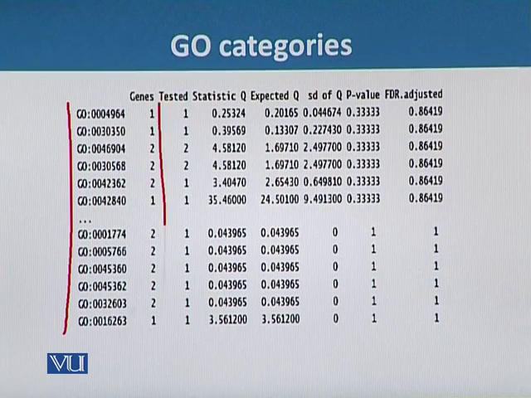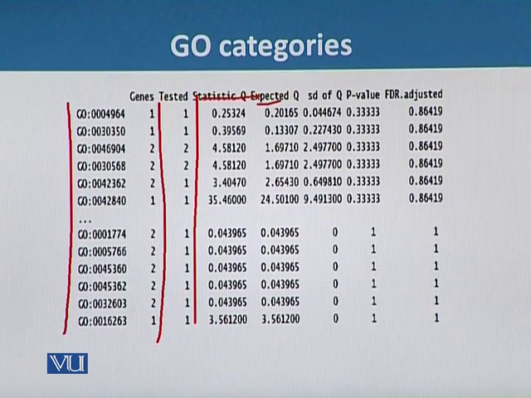This is the number of genes present in our data set, then the expected and the original Q values, then the P value, and then the FDR adjusted. So the format for both GO categories and KEGG pathways is almost identical.